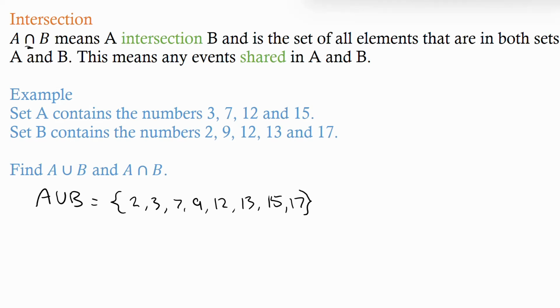Now, if I was told to find A intersection B, this is only going to include anything that's shared. The shared number in this case is 12. So that would be my only element, 12, because it's the only one that's shared.